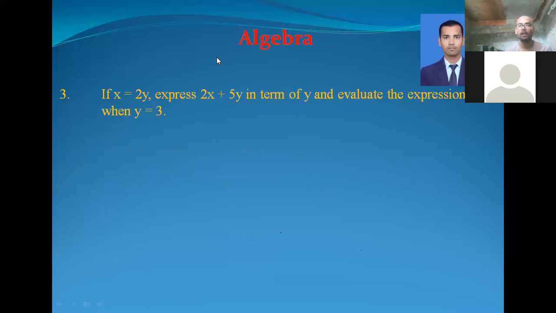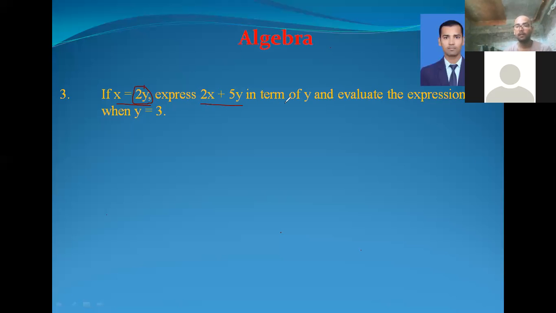The other question is given to you on the screen, that is, if x is equal to 2y, the value of x is given here as 2y, where the expression is 2x plus 5y. So how can we find the values, because both the values are also given in terms of y? So how can we find it?